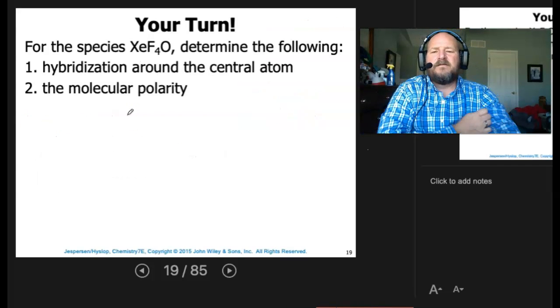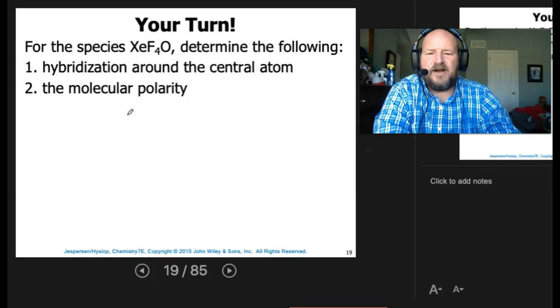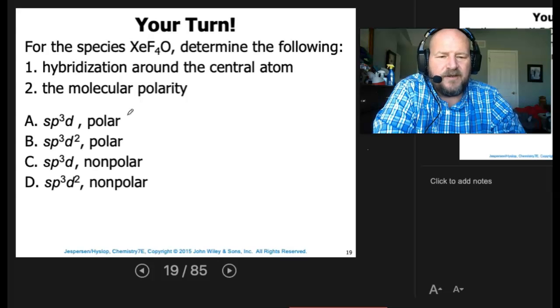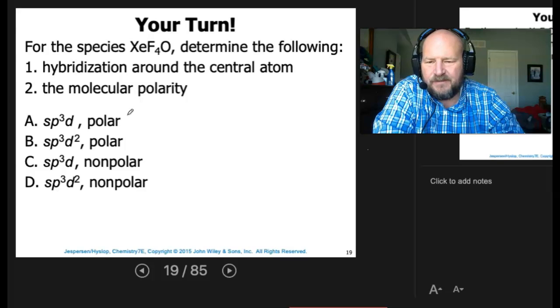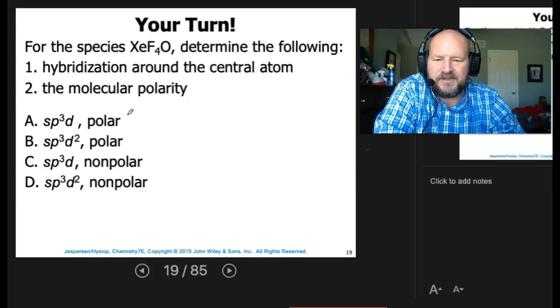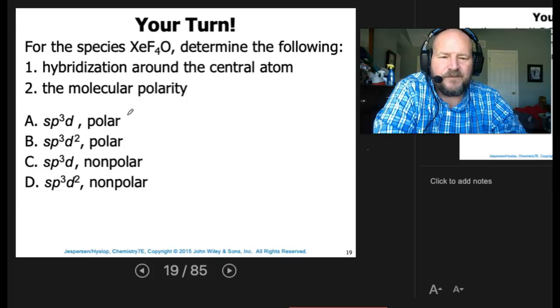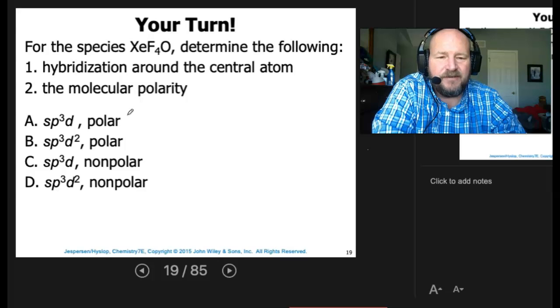All right, same molecule, hybridization around the central atom, and of course, is the molecular polarity there. Well, we just figured out it was an octahedral, so we know we're going to need 6 domains. That means it can't be A or C. So it's got to be B or D. And is it polar or non-polar? And of course, we know we got those fluorines pulling in the horizontal, but they'll all cancel each other out. But we also have that oxygen pulling in the vertical. And so that's going to make it polar.